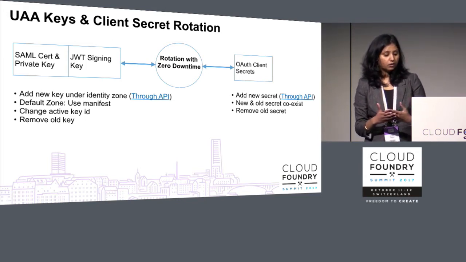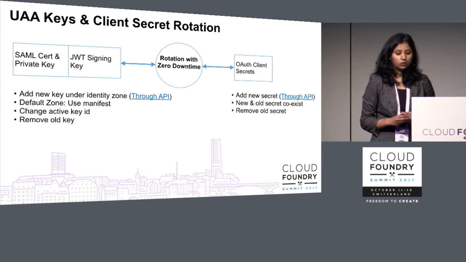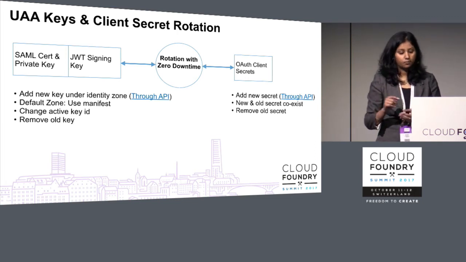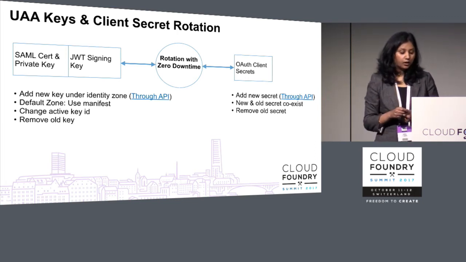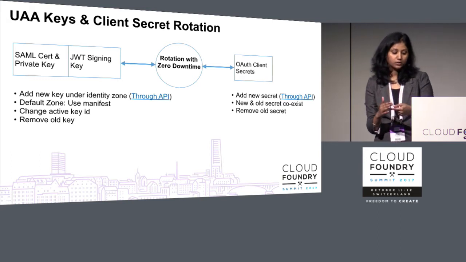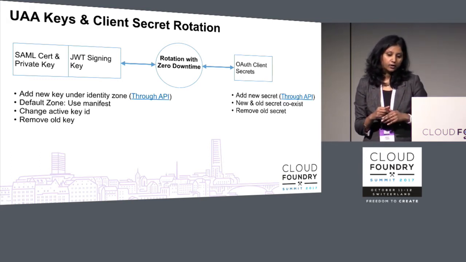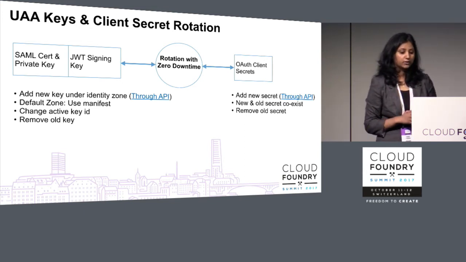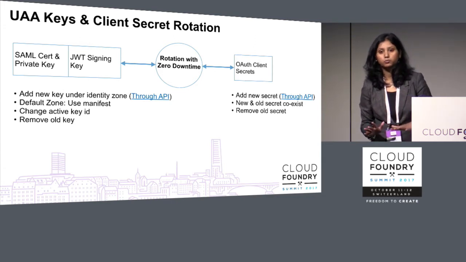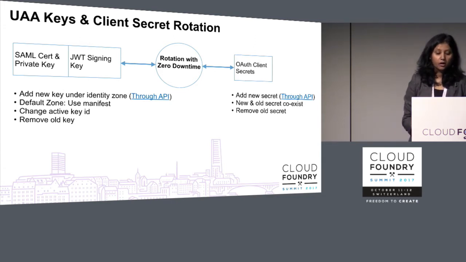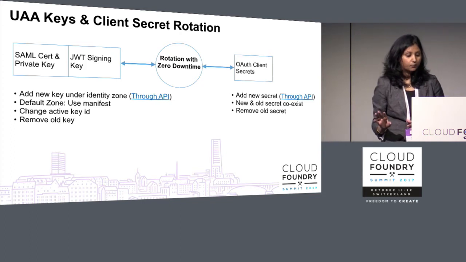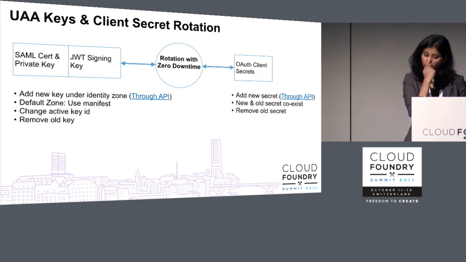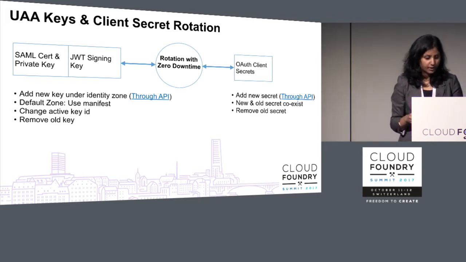We follow a similar model for OAuth client secrets also. Today, what we support is that each client has not one, but two secrets. If you were to rotate out a secret, you will add the new secret, and client authentication will work with both the secrets, and then eventually you can remove the old secret. All these activities can be performed through the API, so they are fully automated. One important thing to note is that for the default zone, all of the key management is via the manifest, not via the API. But for all other zones, you can use the API.